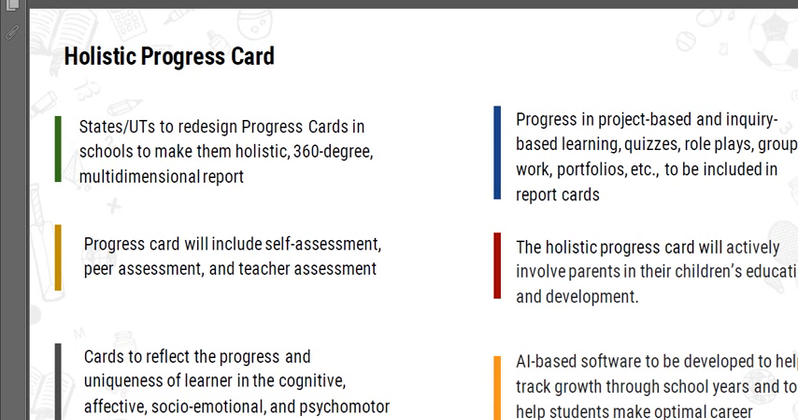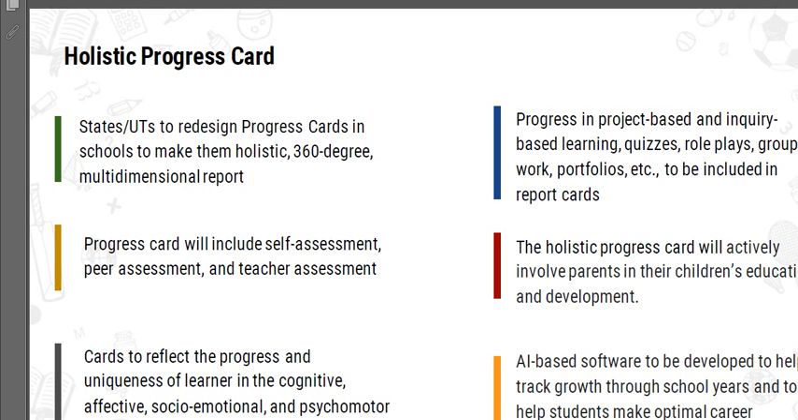Holistic progress card. States are to redesign progress cards in school to make them holistic, 360-degree, multi-dimensional reports. Progress card will include self-assessment, peer assessment, and teacher assessment. Cards to reflect the progress and uniqueness of the learner in the cognitive, affective, socio-emotional, and psychomotor domains.